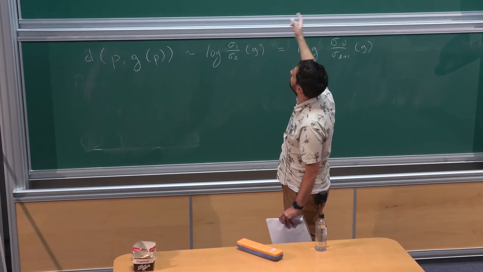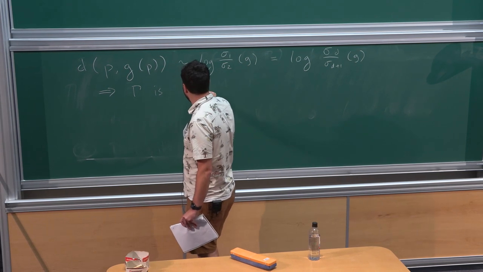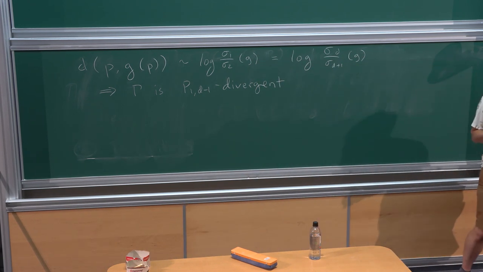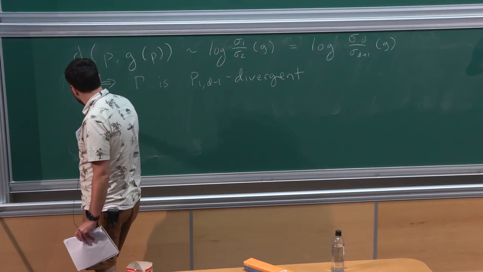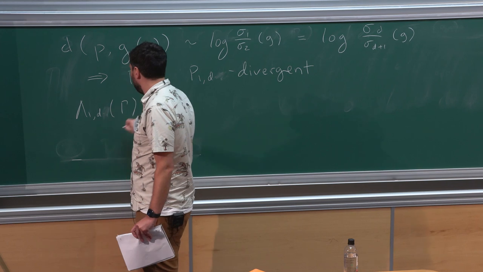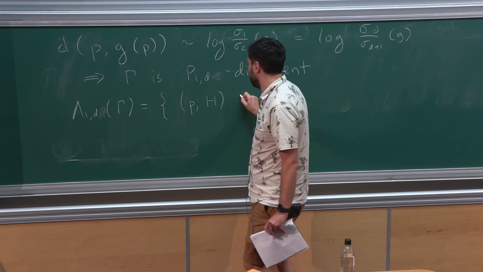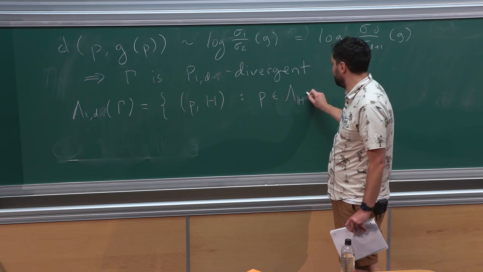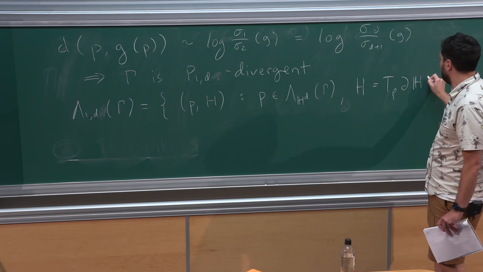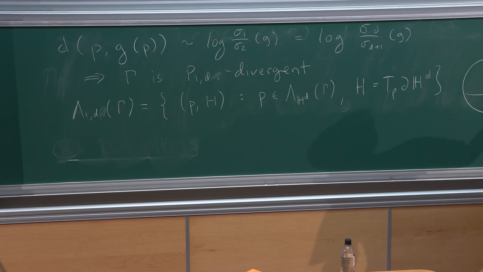And so if you're discrete all the way up there, that tells you that gamma is P1 d minus 1 divergent. And you also can just write down this limit set. So the limit set of lines in d planes is just the pairs p and h, where p is in the hyperbolic limit set, and h is equal to the tangent space of the boundary. Again, realizing it as the open ball. And so we get some picture like this.